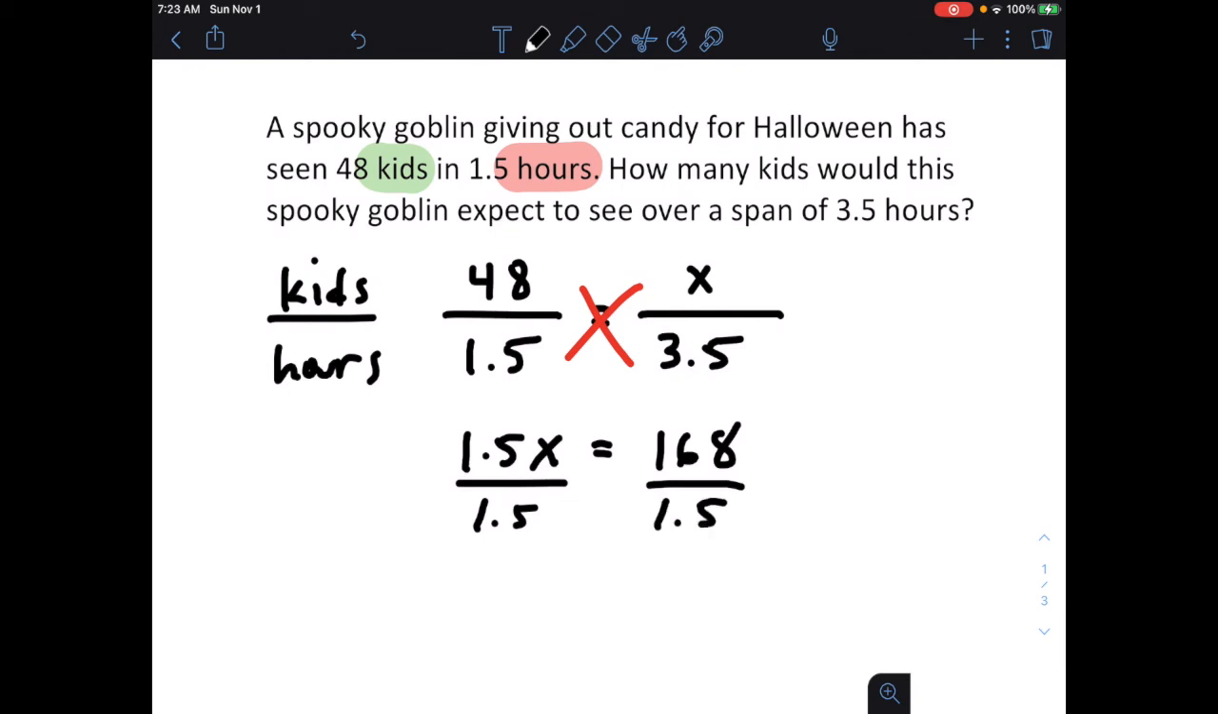So 168 divided by 1.5 is 112. So that means over 3.5 hours, the spooky goblin who's giving out candy will see 112 kids.